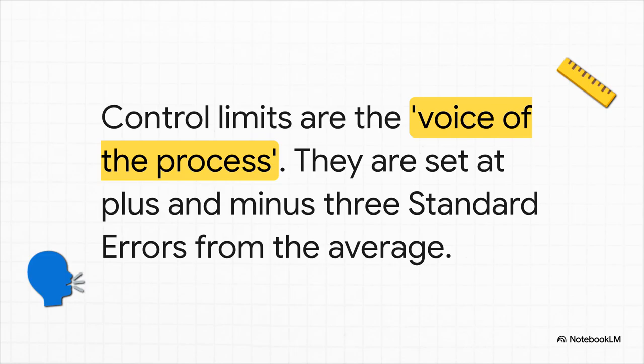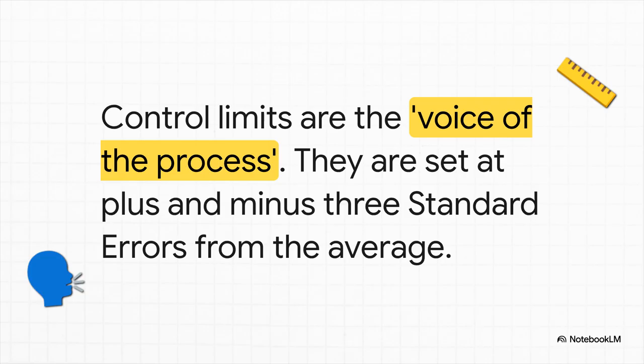Now, this is super important. These limits aren't some arbitrary goals a manager just made up. Nope, they are calculated directly from your own data. They literally represent the voice of the process. They're telling you what the expected, natural range of variation is. And why are they set at 3 standard errors? Because it connects right back to that 99.7% rule we just learned.